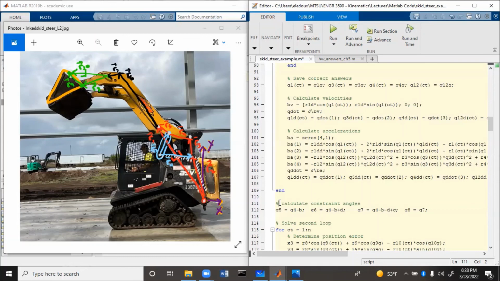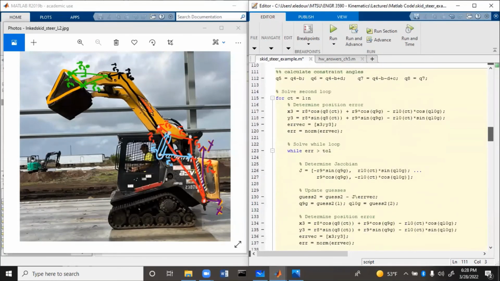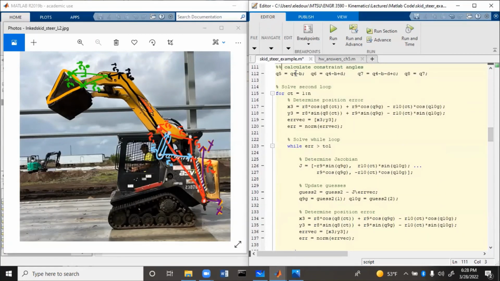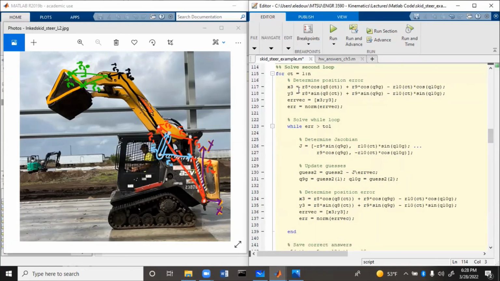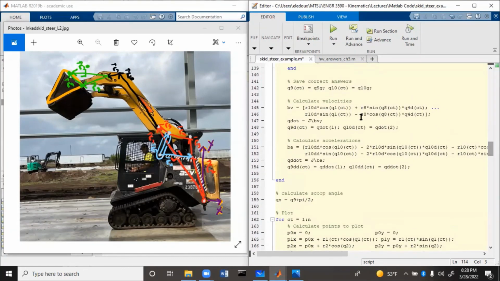So the next thing we do is calculate the constraint angles. So that right here figures out theta 5, theta 6, theta 7, theta 8, all along the boom. So then we can use that to travel from the bottom loop to the top loop. So here we are at the top loop, and this is the R8, R9, R10 loop. So it's smaller, it's a 2x2. We can figure out what theta 9, theta 10 are. Calculate velocity, calculate acceleration, and then finally we plot. So let's run it.